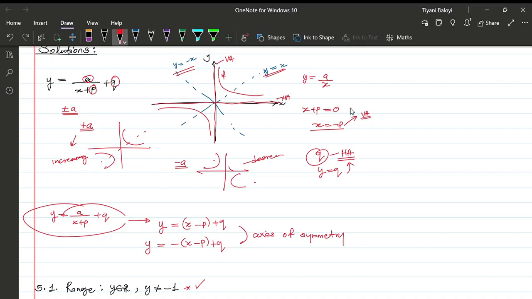And your a, if it's positive, you have an increase in function, which is in the first quadrant and the third quadrant. Negative, you have a decrease in function, right? So this will help you when you are asked to draw the function. If you have a positive a, you do expect your function to be in the first and the third quadrant. If it's not there, then you know that something is wrong, right?